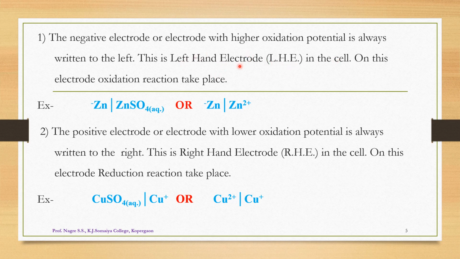This electrode is called as the left hand electrode, or in short we can say that it is an LHE electrode in a cell. On this electrode, oxidation reaction takes place. Frequently, the electrode having a negative charge or having a higher oxidation potential is called as left hand electrode, and always oxidation reaction takes place on this type of electrode.